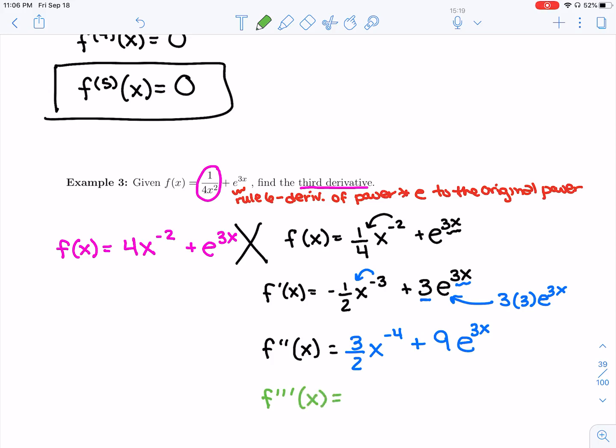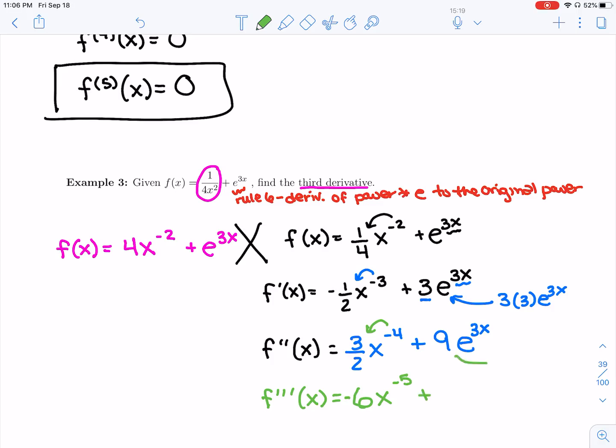This is a really tough one, just because algebra is tough and then rule 6 is tough, so if you can do this, you are in very good shape. Let's bring down our power. 3/2 times negative 4. Well, I'm going to have negative 12 when I do 3 times negative 4. Negative 12 divided by 2 is going to give me negative 6. Or grab your calculator. X to the negative 4 minus 1 is negative 5. So I have negative 6 x to the negative 5th.